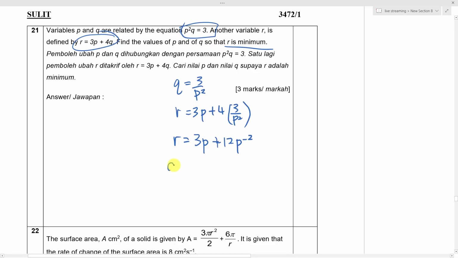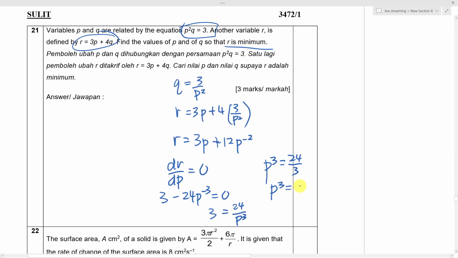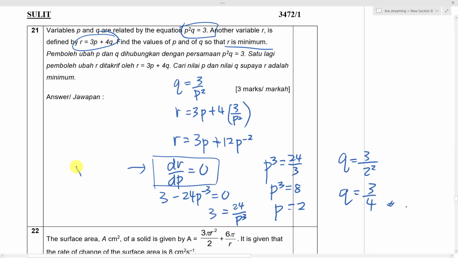Alright, then because R is minimum, I will do dR dP equals 0. Then I will have 3 minus 24P negative 3 equals 0. So 3 equals 24 over P cubed. P cubed equals 24 over 3. P cubed equals 8. P equals 2. So Q will equal 3 over 2 squared. Q equals 3 over 4. Alright, this kind of thing you need to know. This is what happens when the question says R is minimum.